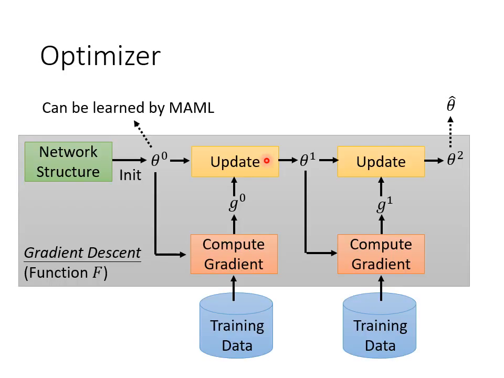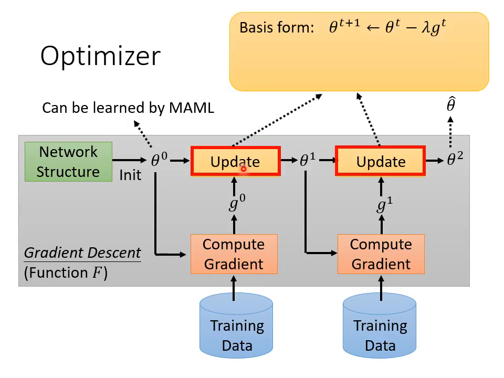So in MAML, we already know that we can learn the initialization parameter. And there are other components in gradient descent. Are they also learnable? Yes, they are also learnable. For example, you can learn how to update the parameter. As you know, the most basic form for updating the parameter looks like this. You compute the gradient. You have your model parameter in the last time step. Then the model parameter minus the gradient. Then you update your parameter. This is the most basic form.